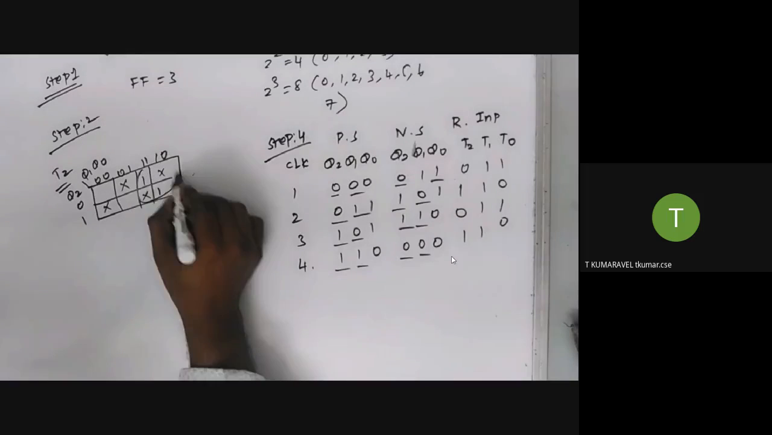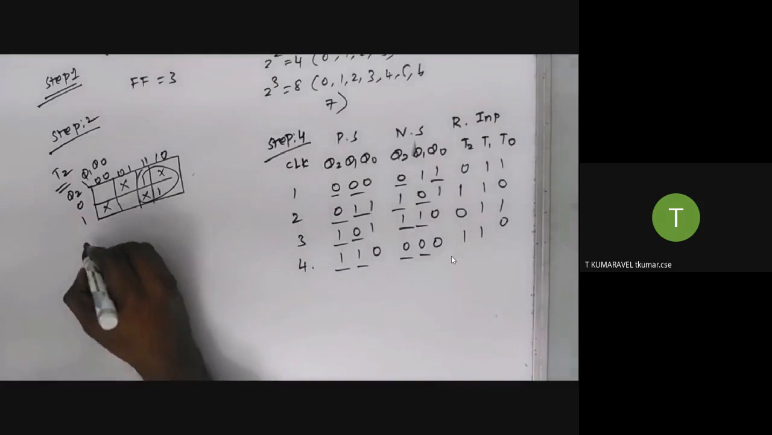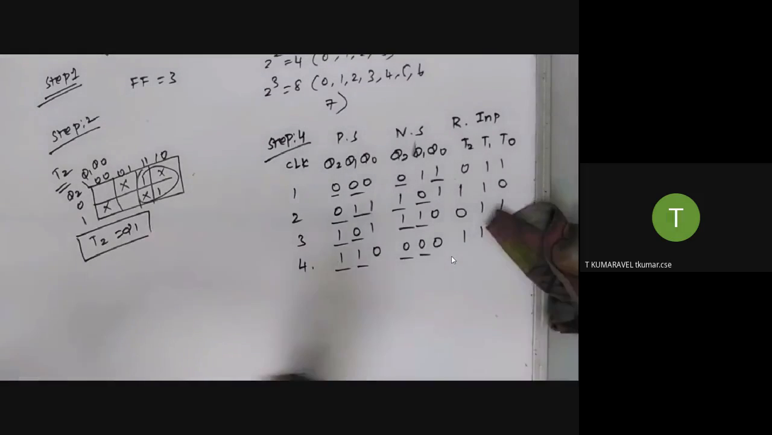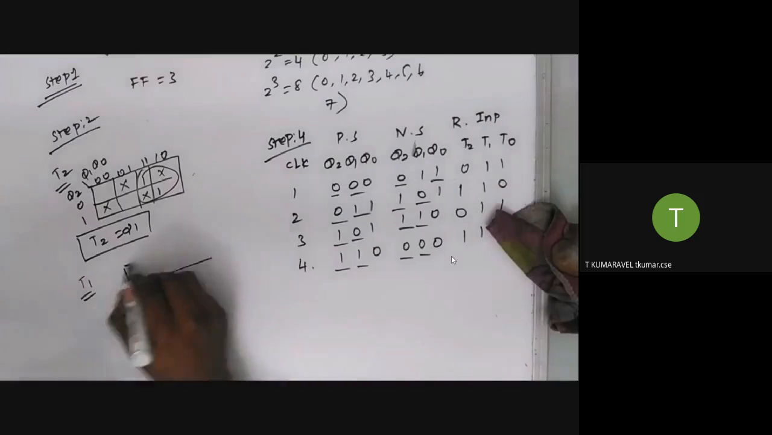What is the next step? You want to perform grouping. If you do that, what is the value? T2 equals Q1. You can try it out yourself. Next, we take T1.